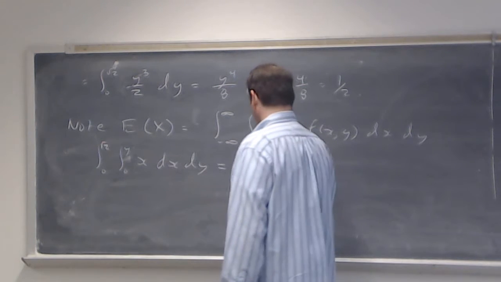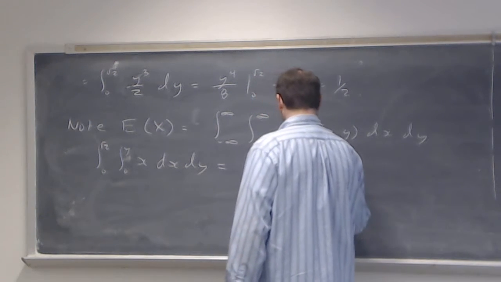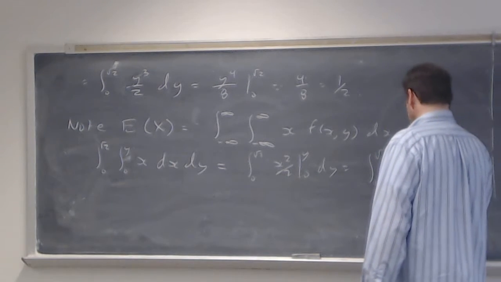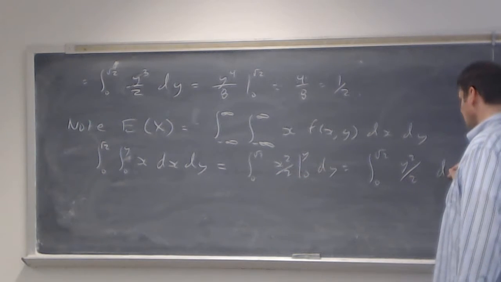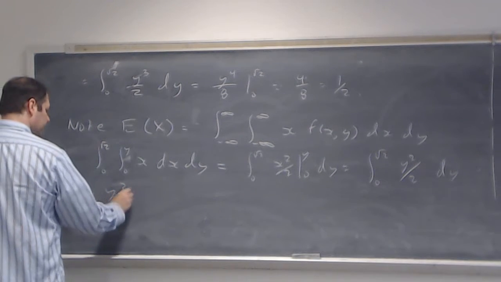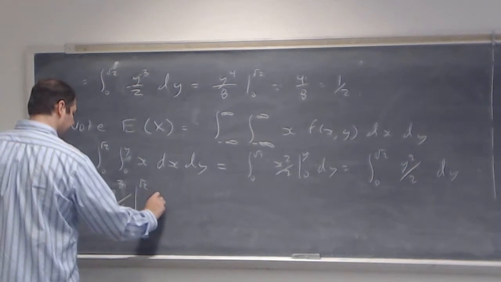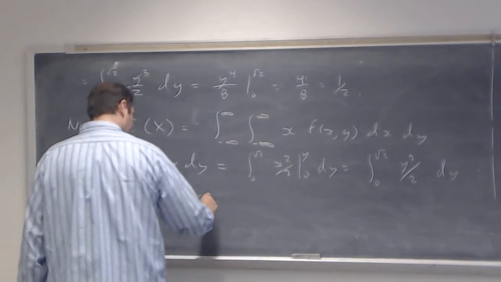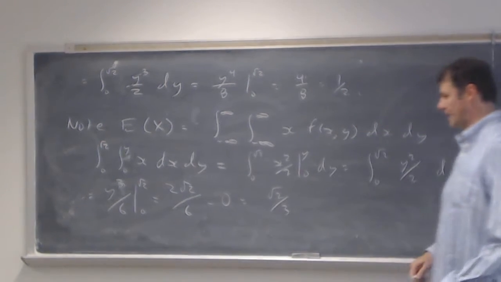Doing the integral, I get x squared over 2, evaluated from 0 to y, dy. That ends up being an integral from 0 to square root of 2 of y squared over 2, since when I stick in 0, I get 0, dy. And this is equal to the antiderivative, y to the third over 6, evaluated from 0 to square root of 2. Now sticking in the square root of 2, I'm going to get 2 times square root of 2 over 6, minus 0, which equals square root of 2 over 3. So that's the expected value of x.